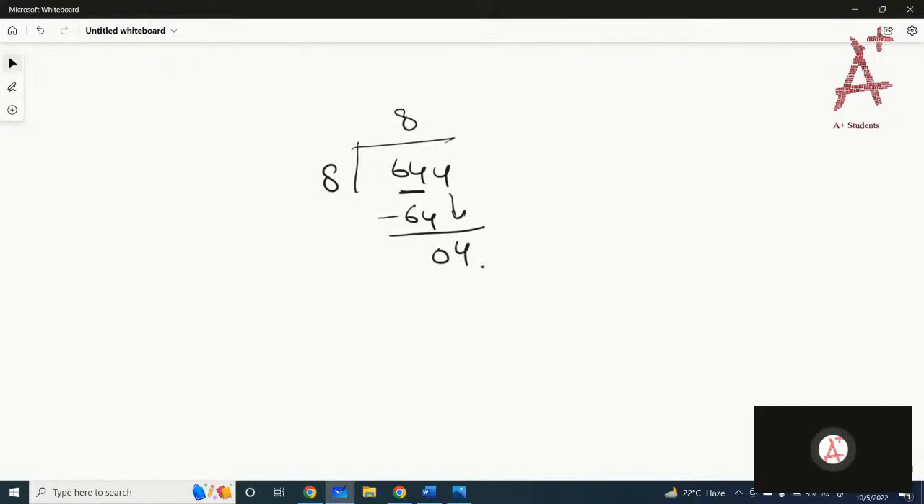Bring the next digit down. We cannot divide 4. We need to bring down a single digit, so we need to bring the next digit down also in the same step. So you have to add a 0 over here right after a decimal point. Now you have to count 8 times 5 is 40. So 40 subtract 40 is 0. So the exact answer is 80.5.